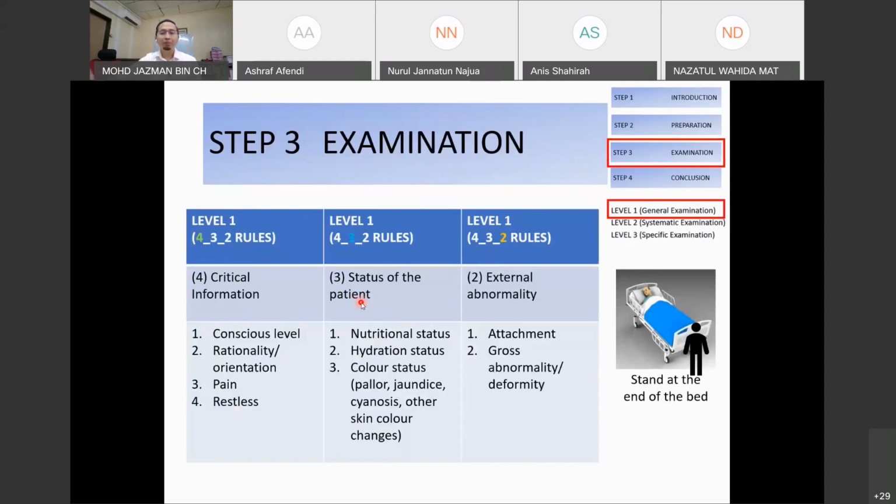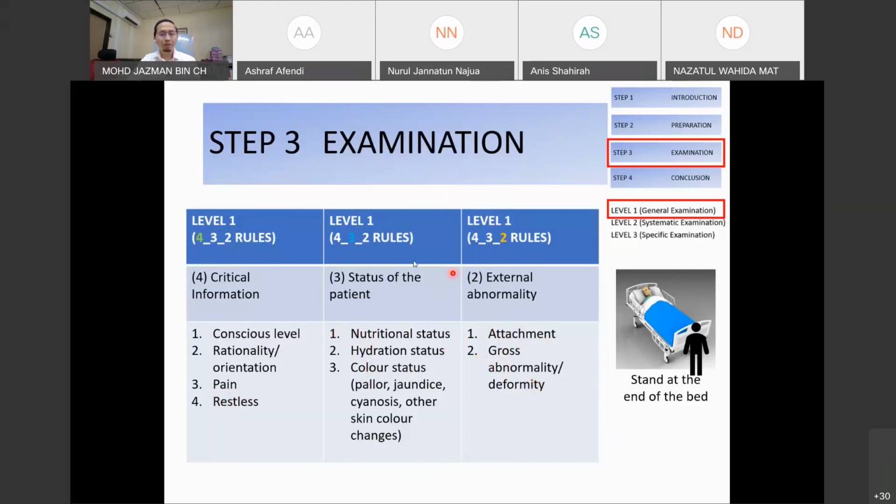Okay, I think most of you have already seen this table inside my video. These are the 4-3-2 rules that I have been taught by Prof. Emeritus Mustafa Embong. So it consists of the initial 4, which is the consciousness level, rationality or orientation, pain status, or whether the patient appears restless or not, followed by the nutrition, hydration, and coloration. Last is extension or attachment, and next is gross abnormality or deformity.